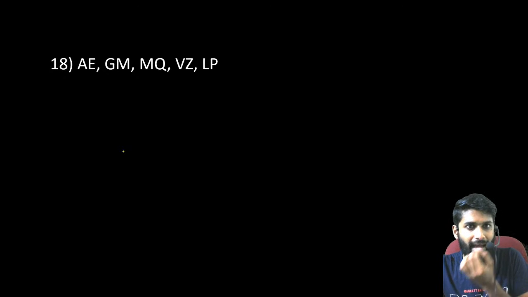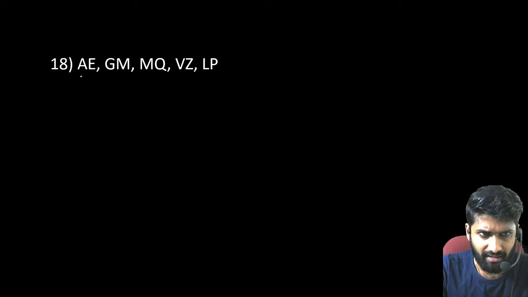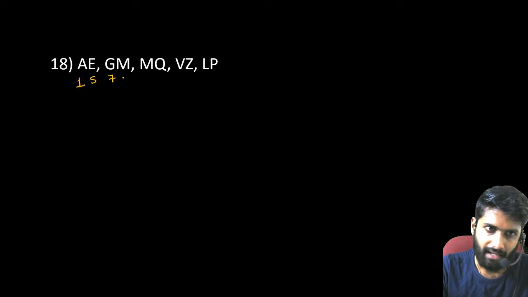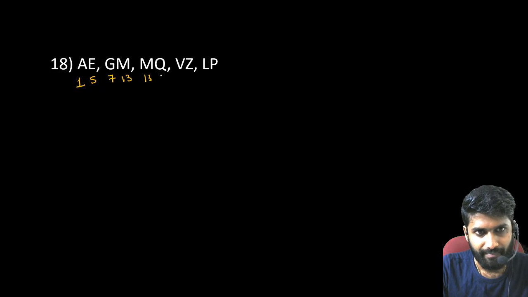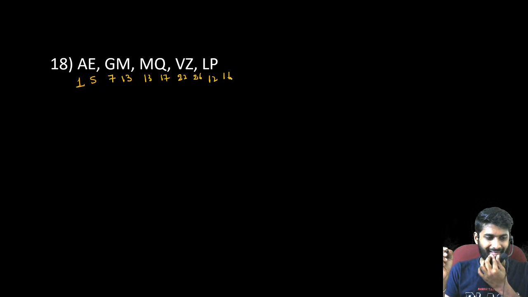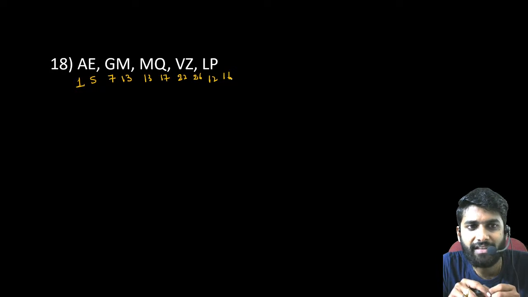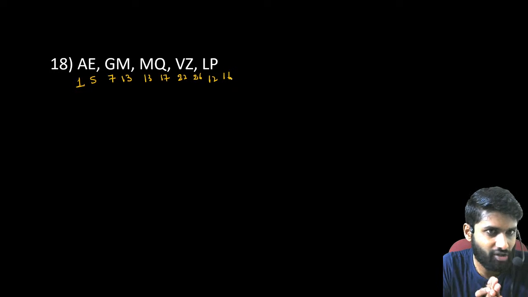Next one. AEGM MQVZ LP. What is the answer? Just take it as numerical. Then see 1, 5, 7, 13, M is 13 and the next is 17. V is 22 and 26. L is 12, P is 16. What is your answer? 1, 5, 7, 13, 13, 17, 22, 26, 12, 16. Which one is the odd one for the entire series?